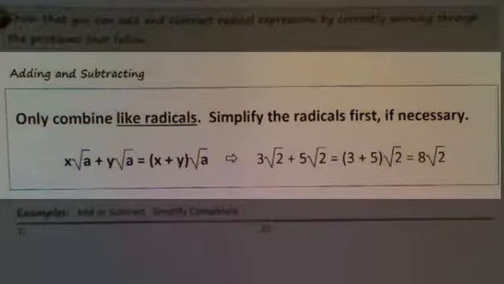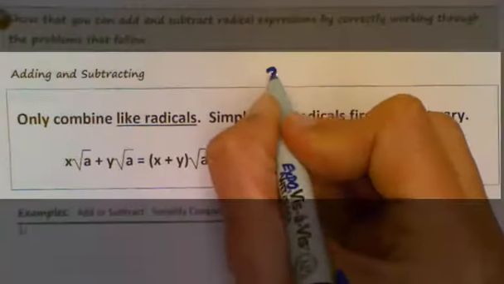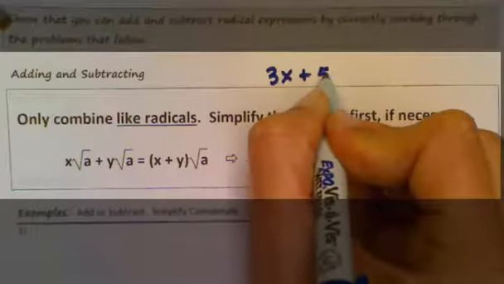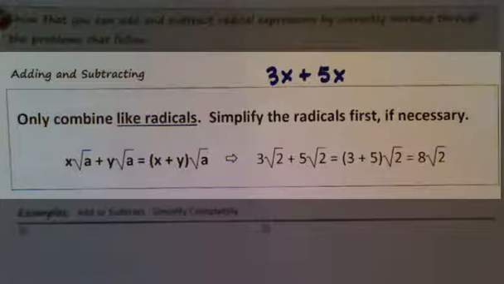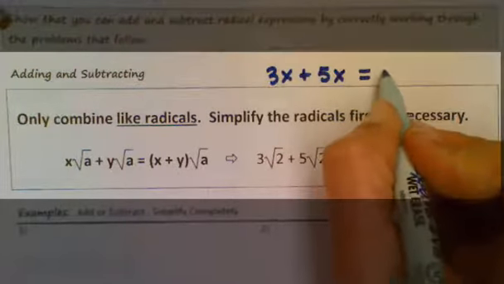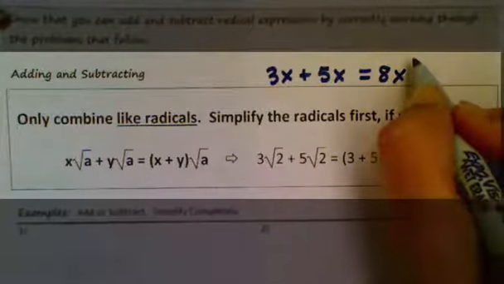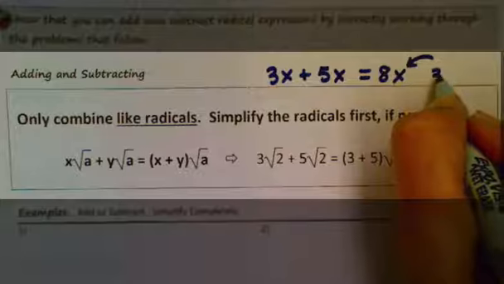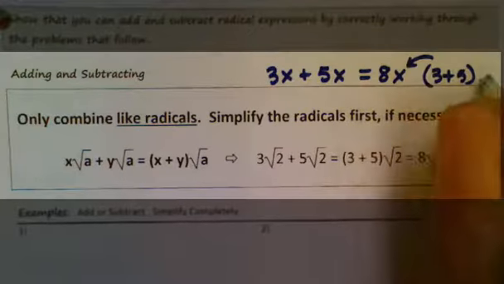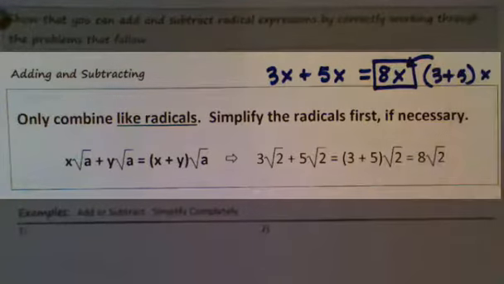If we want to think about a similar example from first semester in algebra or even a previous year, you might have something like 3x plus 5x, right? When you combine these, what you're really doing is adding the 3 and the 5. So we know that we're going to get 8x, but what's happening in order to do that is you really did 3 plus 5 and then times x, right? But we normally did that part in our head.